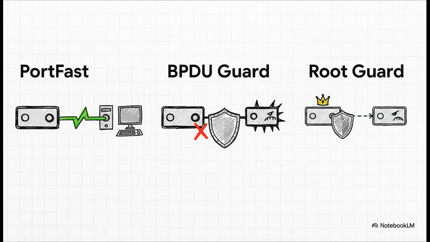Then you have BPDU guard, which is like a bodyguard for those PortFast ports. If one of those ports ever gets an STP message, which it shouldn't, BPDU guard shuts the port right down. It stops a rogue switch from messing everything up. And finally, there's root guard. This basically tells a port, hey, you are never allowed to become a path to a new root bridge. It's another layer of protection against someone trying to hijack your network.